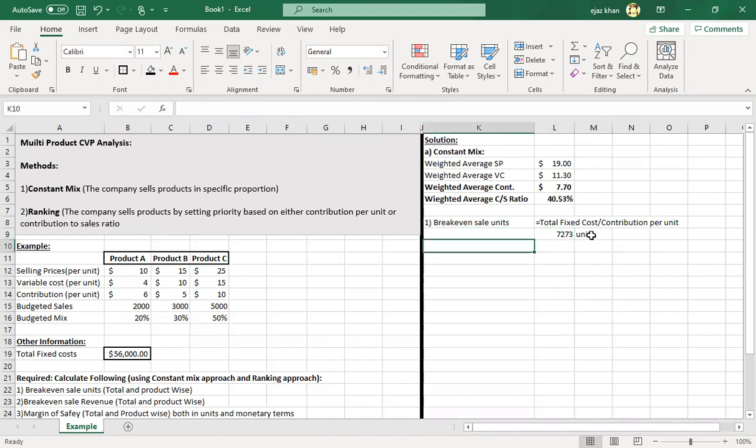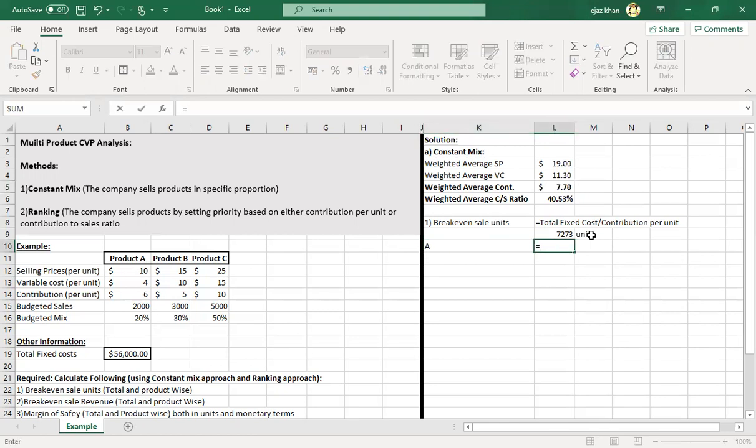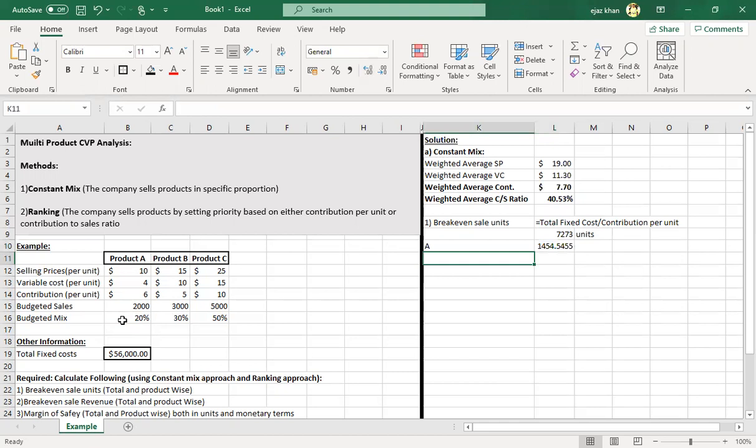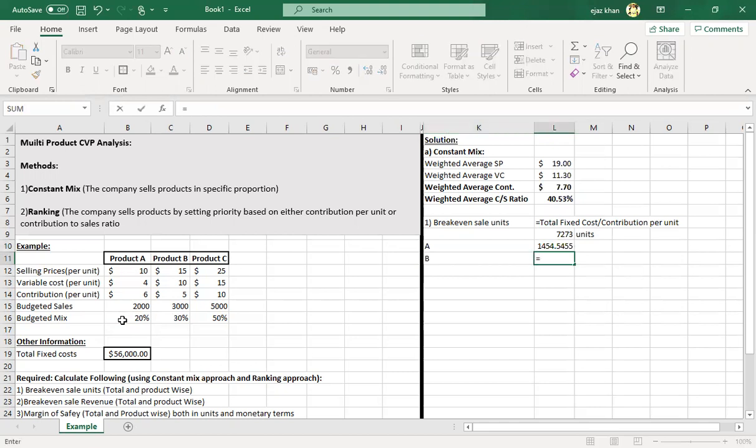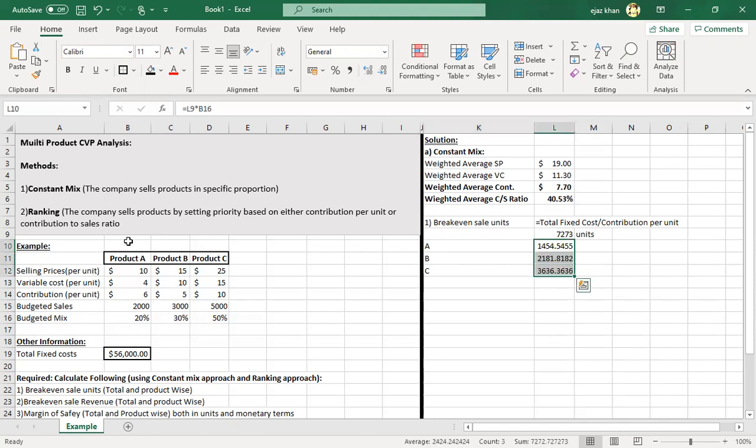of which product A should be 20%. This is what we decided. Product B should be 30%, and product C should be 50%, half of this. So these should be the units of individual products.